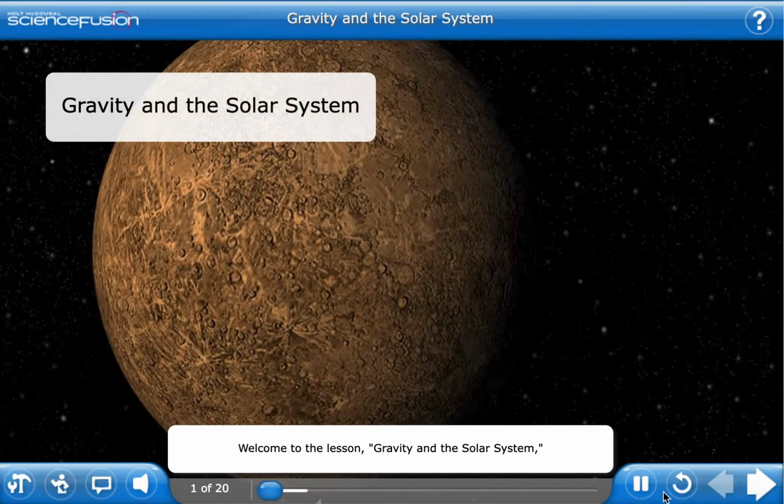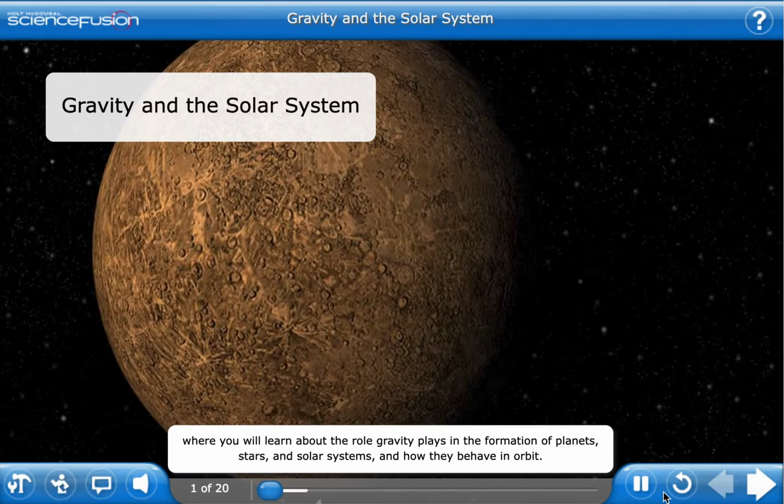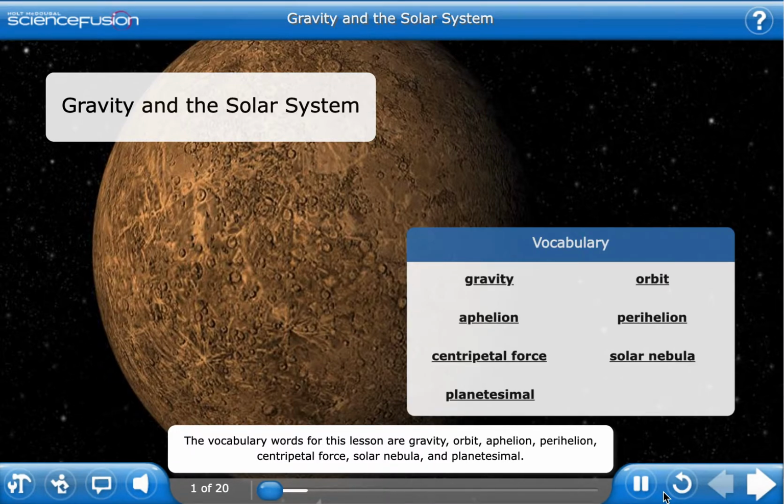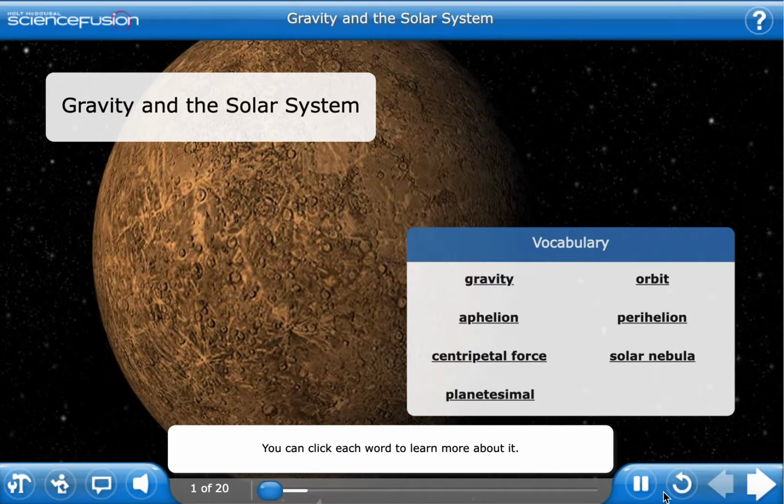Welcome to the lesson, Gravity in the Solar System, where you will learn about the role gravity plays in the formation of planets, stars, and solar systems, and how they behave in orbit. The vocabulary words for this lesson are gravity, orbit, aphelion, perihelion, centripetal force, solar nebula, and planetesimal. You can click each word to learn more about it.